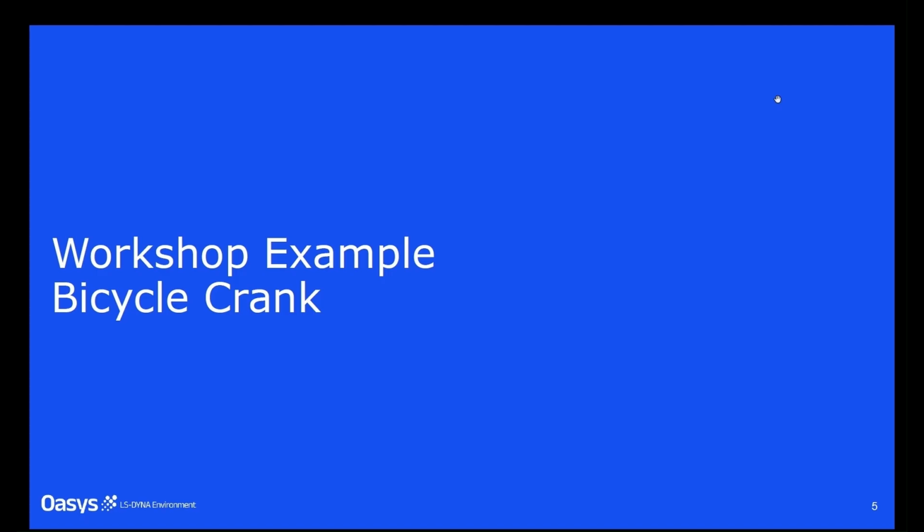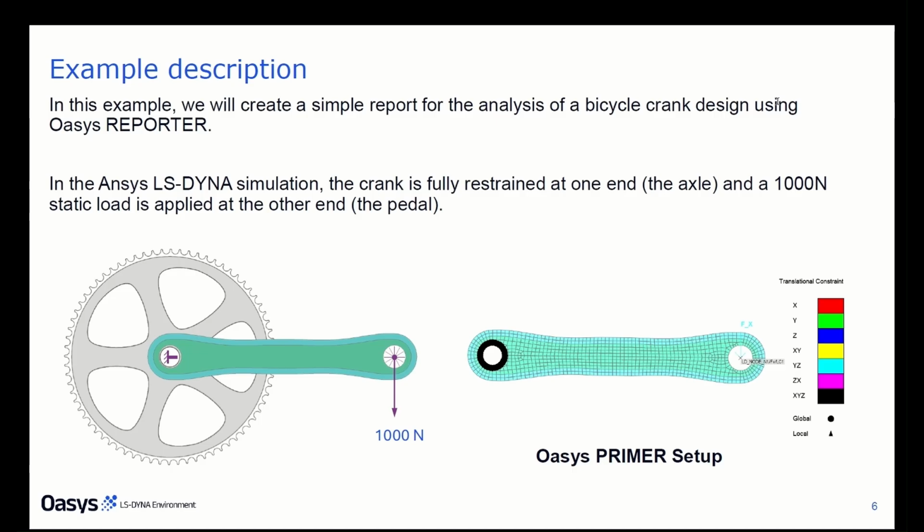In today's session, for most of it, we'll be focusing on this workshop example of a bicycle crank. To introduce the workshop, we basically want to create a simple report for the analysis of a bicycle crank design using Oasys Reporter. We have simulated this Ansys LS-DYNA simulation, whereby the crank is fully restrained at one end on the left over here, and a static load is applied at the other end on the right. So there's a 1000 Newton force which is applied to the right.